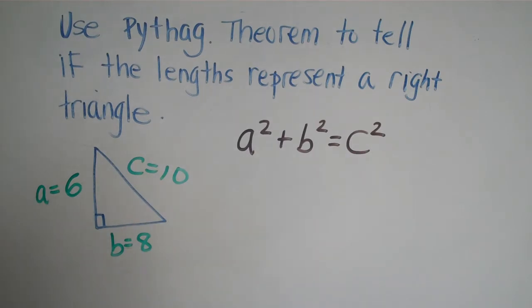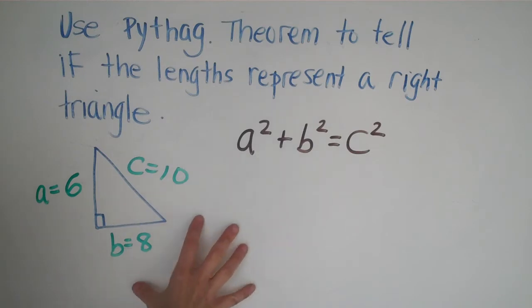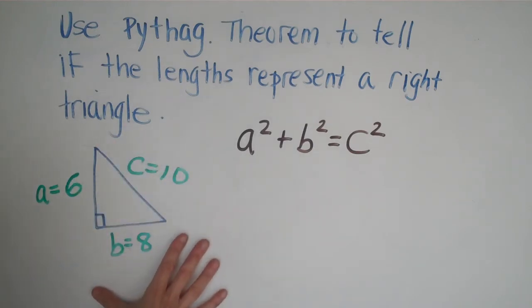We can use the Pythagorean theorem to tell if the lengths represent a right triangle. If I'm given these sides of a triangle and I'm asked, is this a right triangle or not? Even if you look and see it as a right triangle, sometimes you still have to prove that, because in geometry you'll be doing proofs later on. We're going to go ahead and prove that this is a right triangle. And we know if the Pythagorean theorem works, then this will be called a right triangle.